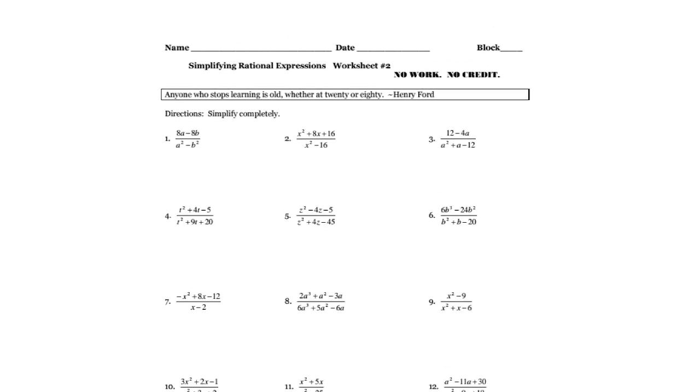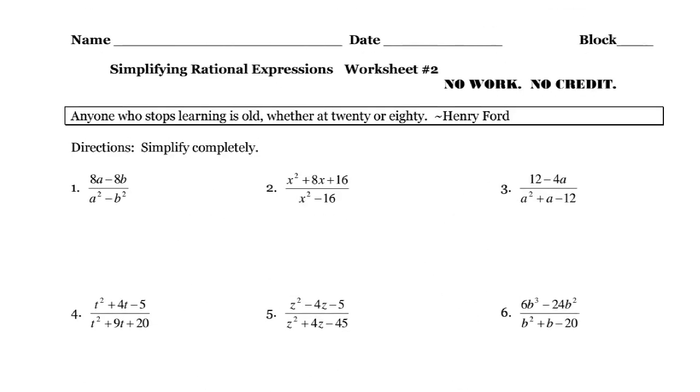So on worksheet 2, you can see some problems here from worksheet 2, we're going to do the odds once again, and this will include some factoring problems. So looking at number 1, we have 8a minus 8b over a squared minus b squared. Interestingly, like a rational, we have 2 parts, the top and the bottom. So we are going to have to factor twice, the top and the bottom separately.